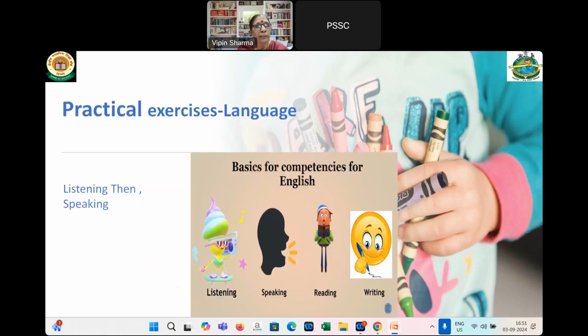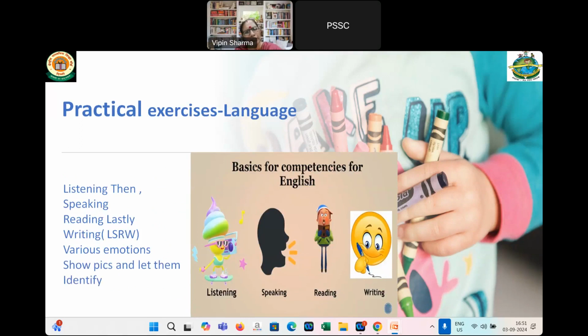In language, you can see: listening, speaking, reading, and writing. Basics for competencies for English. Show pics, let them identify. See, this is again, you can say, visual art. You can show them and tell them to identify. Okay.